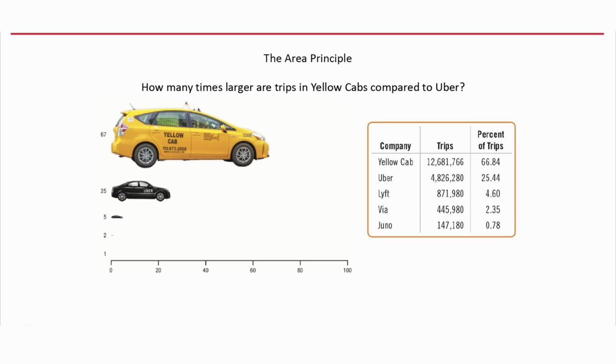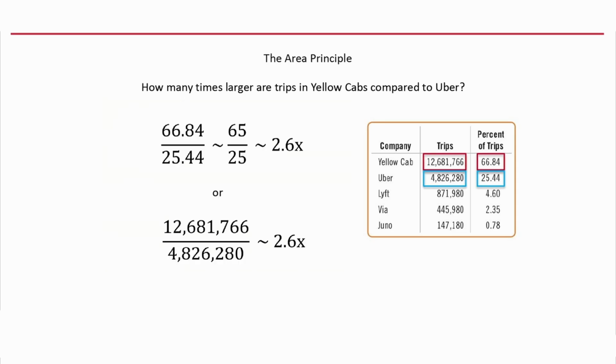In this chart, I've swapped out the bars for pictures. So instead of bars, I've got pictures of a yellow cab, a black Uber vehicle, and vehicles for Lyft and Juno as well. Now, the counts and the percents for that matter between yellow cab and Uber are a difference of 2.6x. That is, yellow cab had 2.6 times as many rides as Uber did. So when done right, the pictures of yellow cab and the Uber car should reflect that.